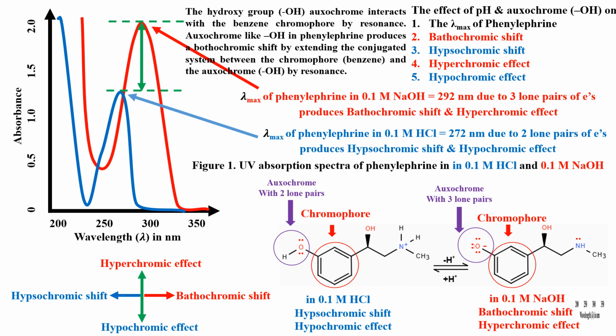So here the hydroxy group functions as an auxochrome and it interacts with the benzene chromophore by resonance, and thereby it extends the conjugated system, resulting in bathochromic shift as well as hyperchromic effect. And the lone pair of electrons is released into the ring by resonance. And the mechanism for the delocalization of electrons on the oxygen atom into the benzene ring will be explained later in the video.